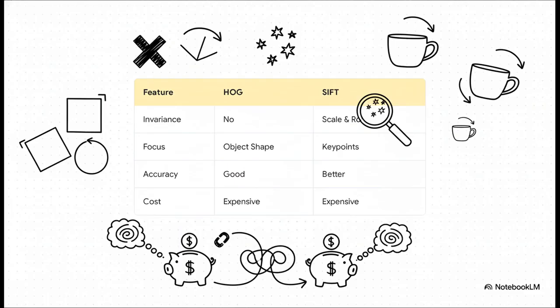This table really boils down the trade-offs. The big win for SIFT is right there at the top, invariance. It handles changes in scale and rotation, which HOG does not. That makes SIFT more accurate for many tasks. But, and it's a huge but, look at that bottom row. Both of these are computationally expensive. They required a lot of horsepower, which was a major limitation in practice.